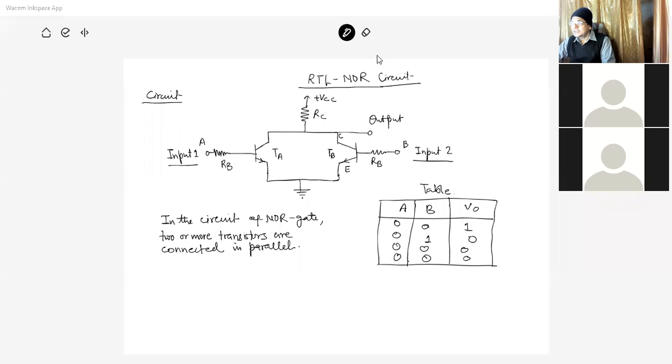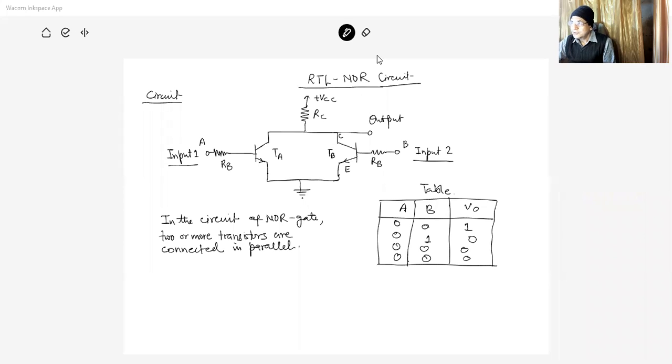So let us start this today. You have the circuit and truth table of NOR gate. In this circuit and truth table, you find that the two transistors, transistor TA and transistor TB, are well matched. What do you mean by well matched? A well matched transistor is one whose beta will be the same.